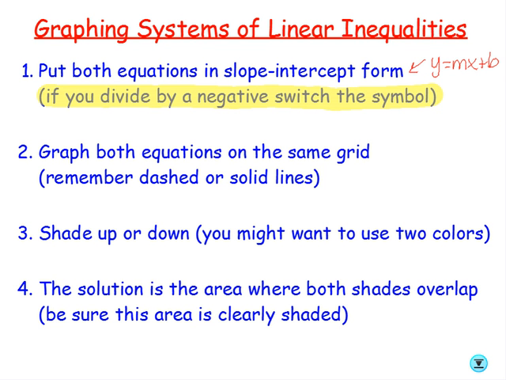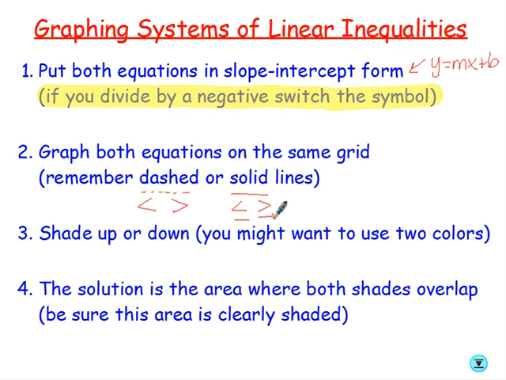There's 2 types of lines. There are dashed lines that look like that. That is when we have less than and greater than symbols. No bars underneath. Then we have solid lines, like that. That is when there are bars underneath. After you graph the line, you then have to shade up or down. Now, I do suggest using 2 different colors that will keep your work easier to understand here.